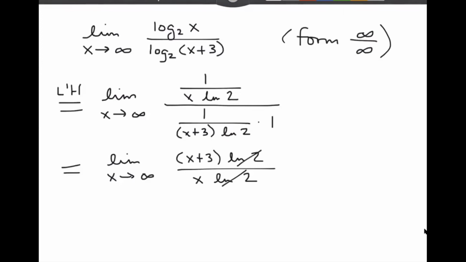Okay, and I could use L'Hopital's rule on this, but actually I think I know a better way to do it. Instead of writing that as x plus 3 all over x, why don't we just write it as x over x, which is 1, plus 3 over x. And then as x tends toward infinity, 3 over x tends toward 0, and this limit is equal to 1.